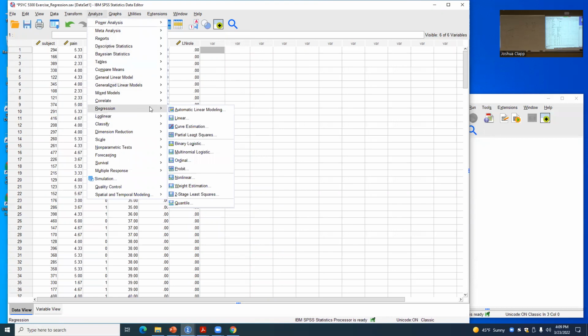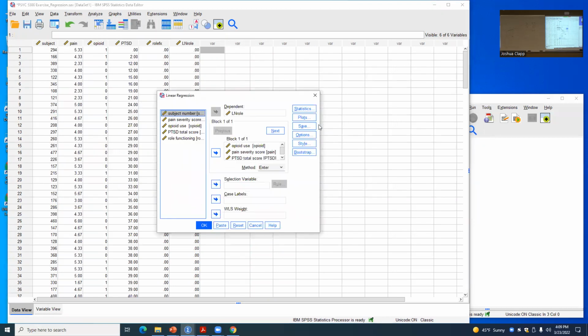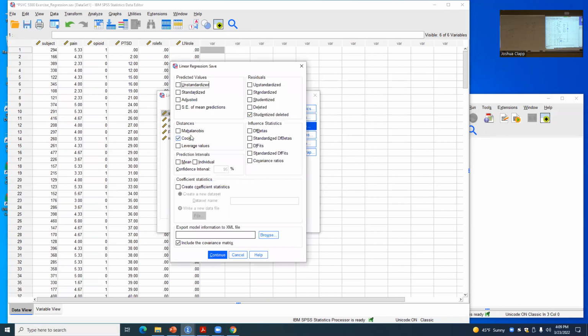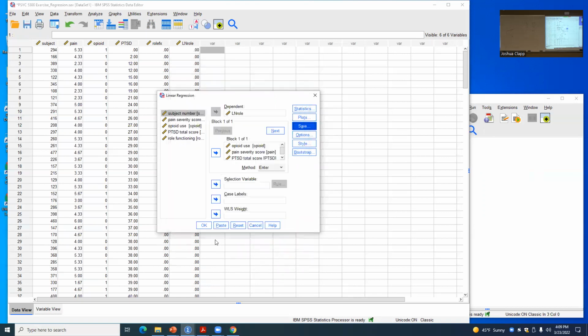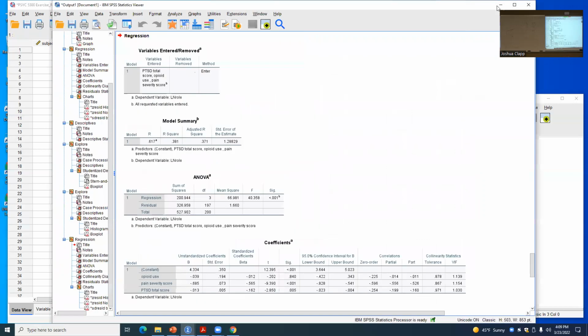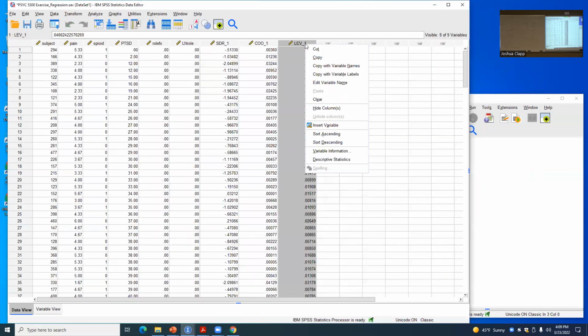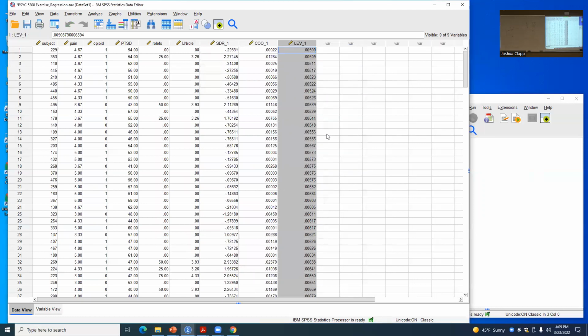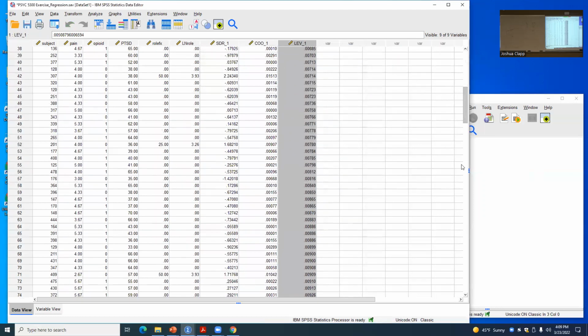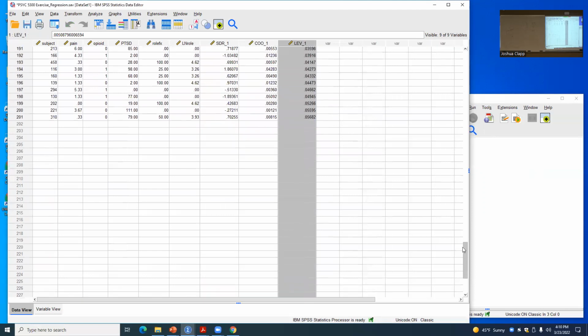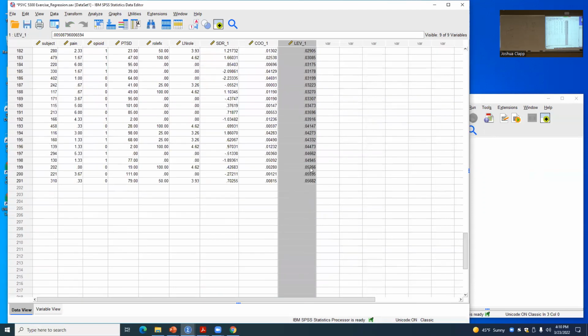Analyze, regression, save. Leverages, there we go. Okay. So I got my leverages. I'm gonna sort these. Okay. So here are my 3 cases that are really high.